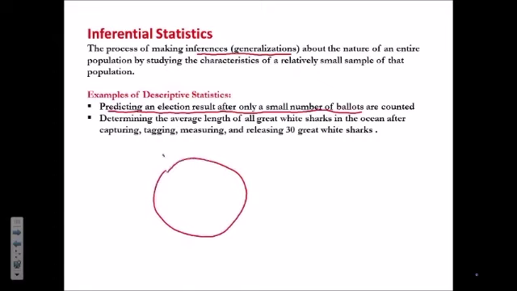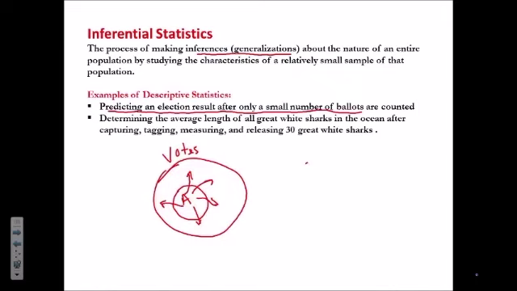See, we have all the votes cast. We only look at some of them, and we see that these votes seem to be heading towards candidate A. So then what do we do? We infer or we generalize this result to the whole population, and we say, oh, well, I think the whole population is going to vote for candidate A. This would be inferential statistics.